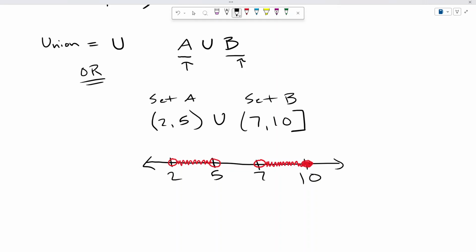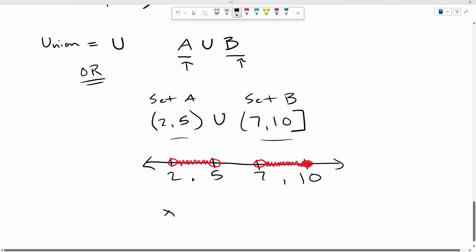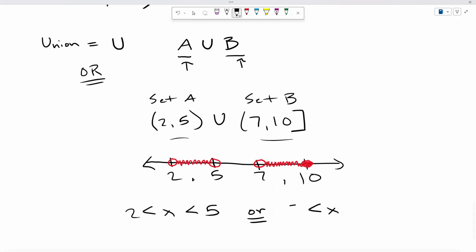Okay, so we're saying by using the union, A union B, with this being our set for A and B, we're saying that it could be a solution set. It could be the elements here in set A. It could be the elements here in set B. Or it could be both sets. So if we write this out as an inequality, we have x has to be greater than 2, less than 5, or it could be we have x greater than 7 and less than or equal to 10, right? Because we're saying A union B.